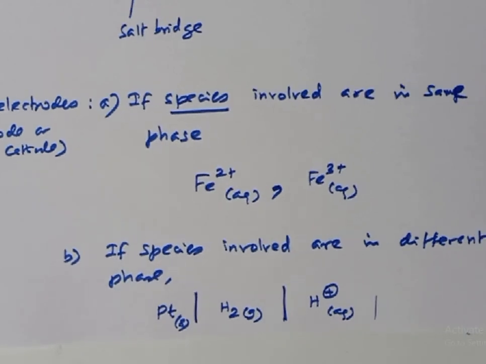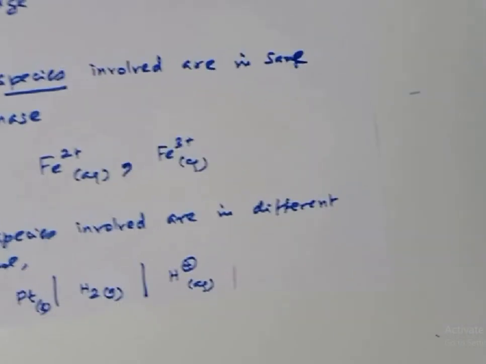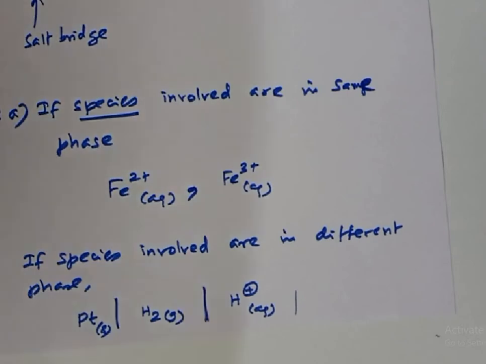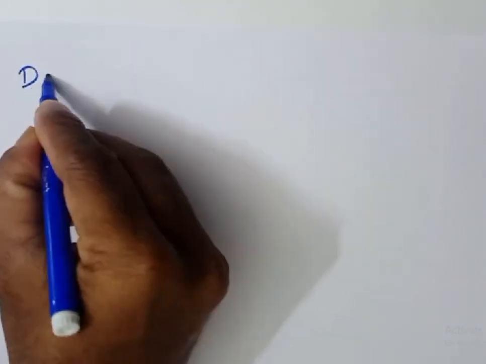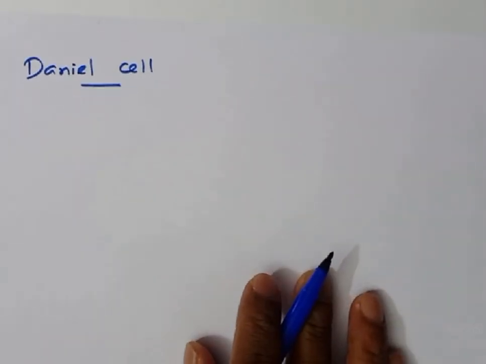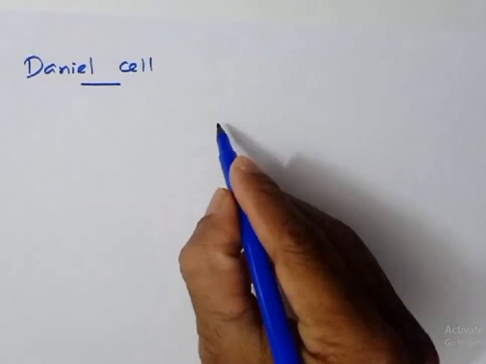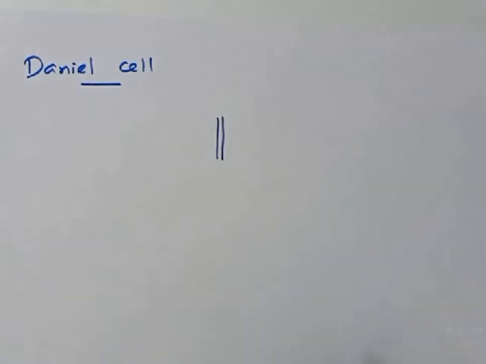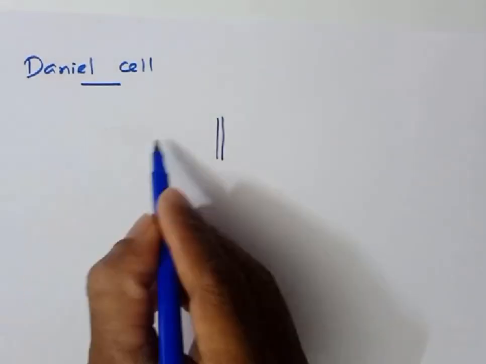Now I'll show you how to represent the Daniell cell on paper. It's very simple actually. Listen, first I'll put a salt bridge. Students, observe carefully. First I'll put a salt bridge. Then on the left-hand side we should write the anode.